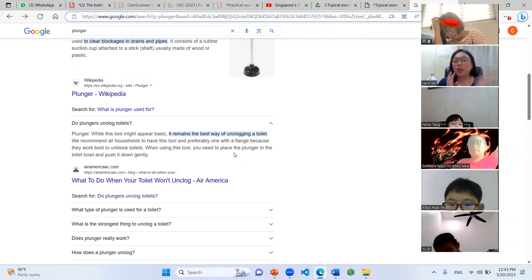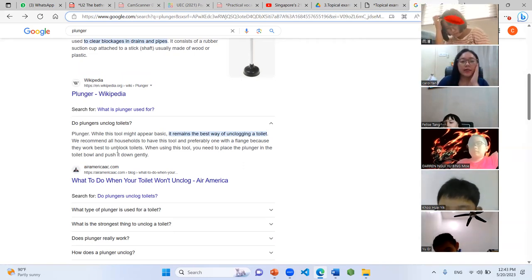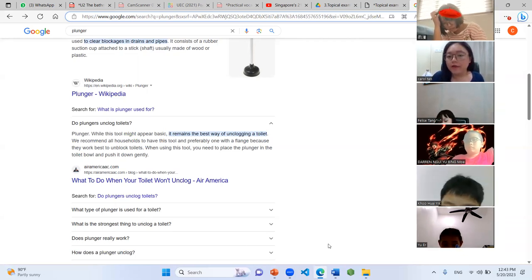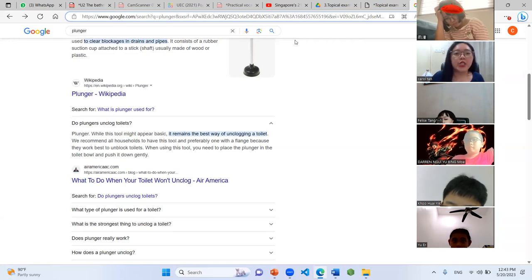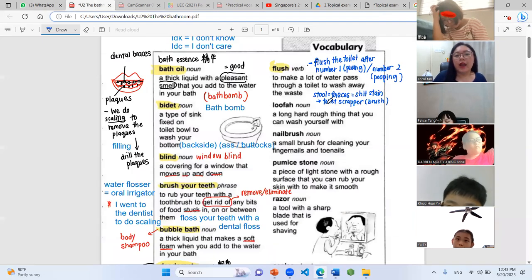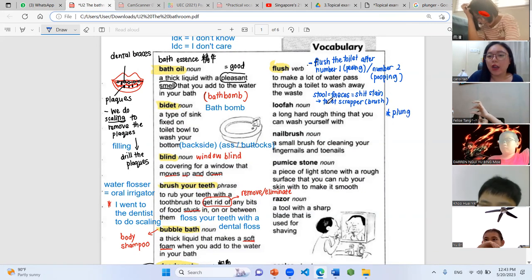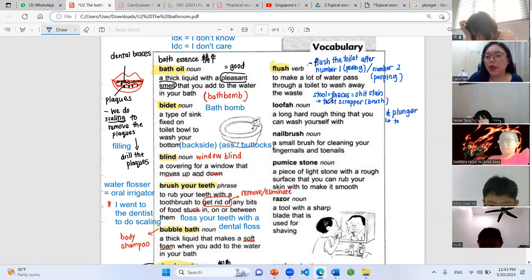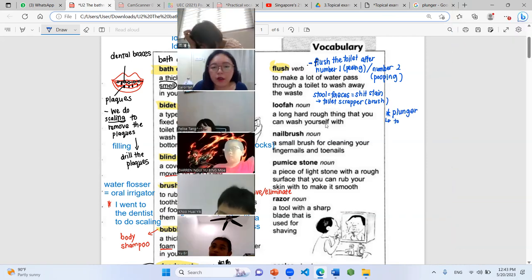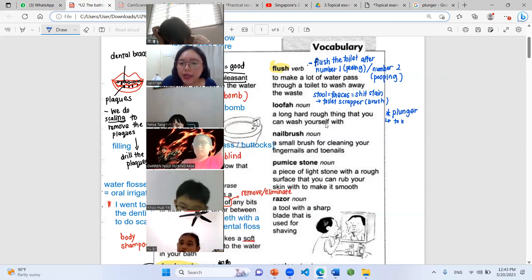Unclog is 不要阻塞. Understand? Yeah? So you all can write this. It's called plunger, okay? Another word for you. You can write the word plunger, P-L-U-N-G-E-R, to unclog.